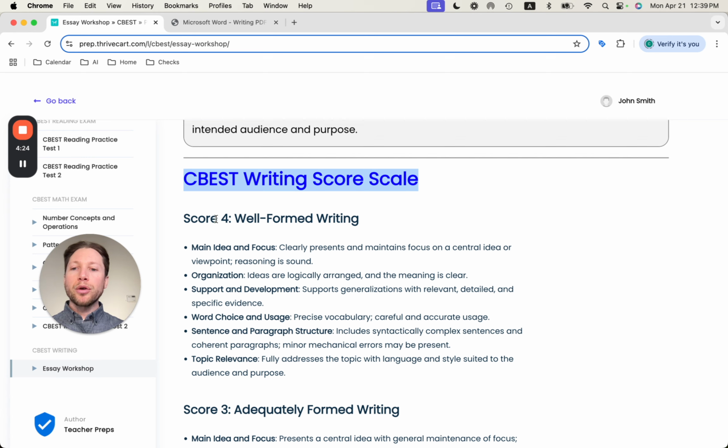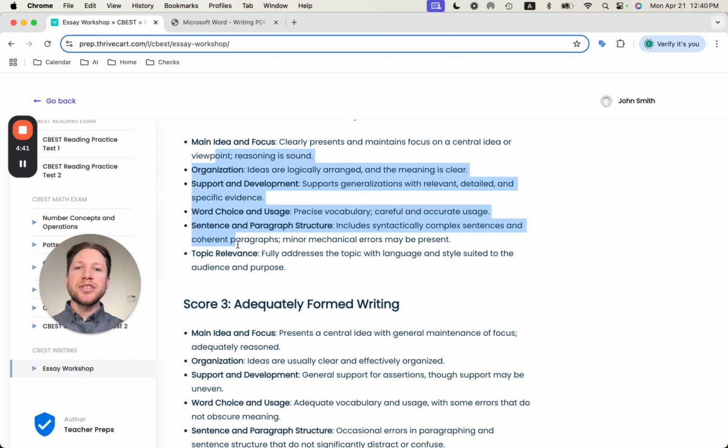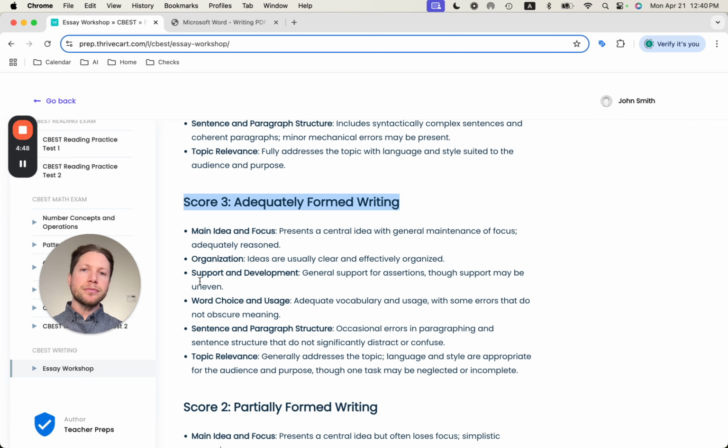So I've broken this down in my own words, and they are grading you based off a 4-point scale system. And a score of 4, which is what you're aiming for, the top score, simply means that you wrote a well-informed essay. Now, before we go on down to the subpoints, let's understand what a score of 3 is. A score of 3 means that you adequately formed your writing essay. It means you covered the majority of the points and you provided examples. They probably weren't as in-depth as they could have been, but you provided what they were looking for.